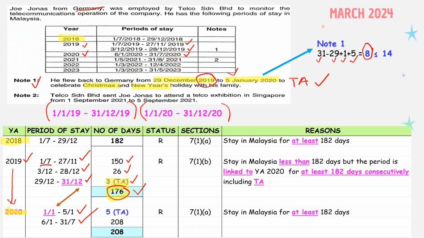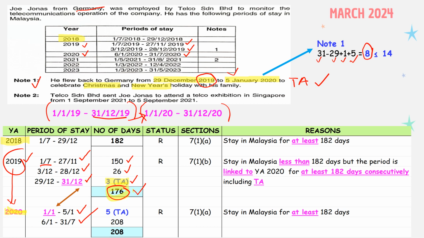Our calendar starts from January until 31st December, right? Imagine, guys, this is 2019, and now we want to cross over to 2020. That's why condition number 1: the month that you must have in 2019 is December. Without December, you cannot connect to next year. The condition is you must have at least 1 day, including TA. If not physically present, including TA we also accept.